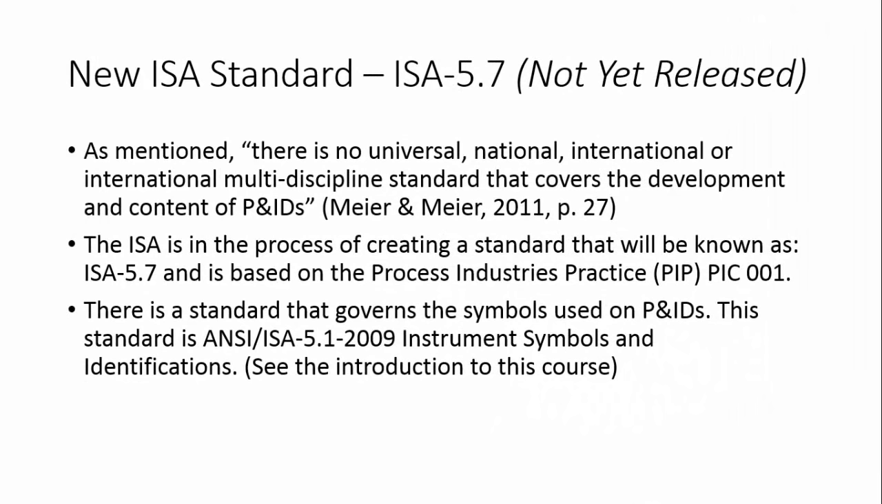There is a brand new standard, not yet released, in the making to try and standardize the symbols used for instruments, for line types, for piping diagrams, for how loops in the process are numbered, and how instruments are tagged and labeled. This new standard is designated to be the ISA 5.7 standard. Currently, the standard that ISA is using is the ANSI ISA 5.1 2009 standard. And again, even though ISA and the American National Standards Institute reference this as a standard, it is not required by industry to follow everything that's in that standard.